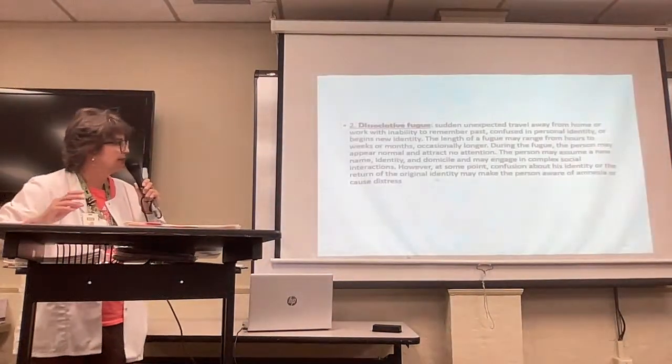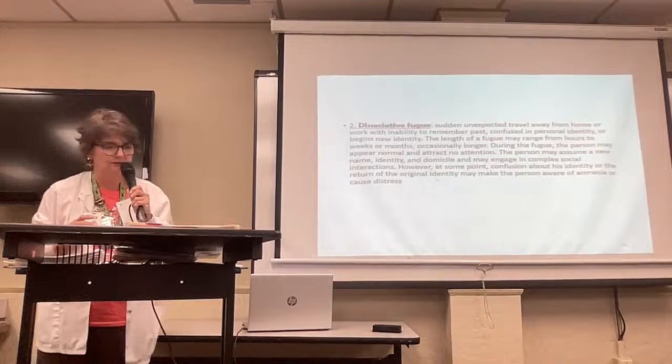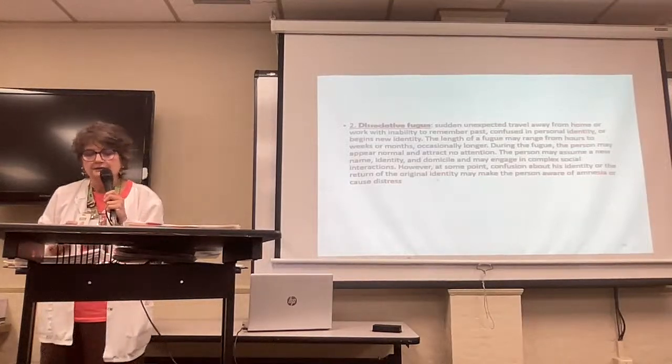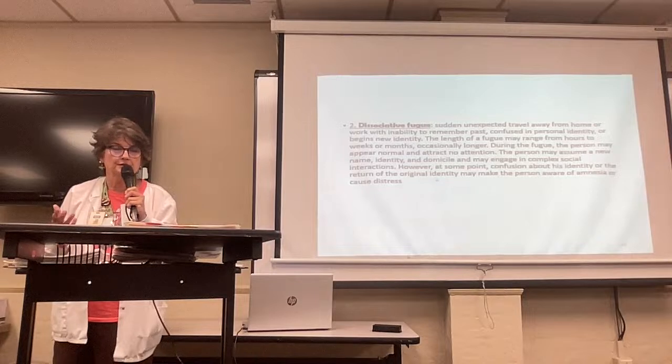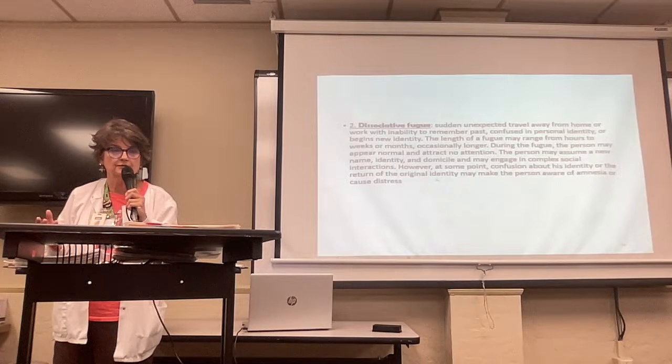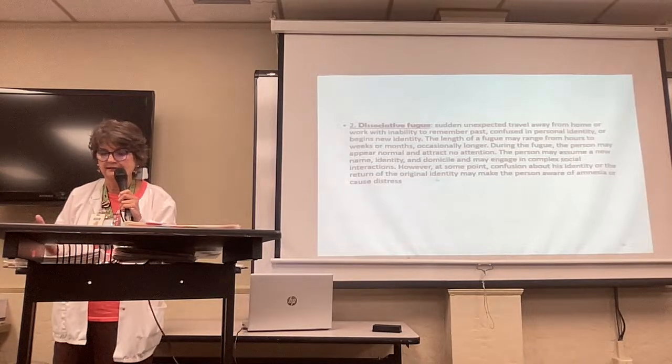The next one is dissociative fugue. Now this is an interesting one. This is where the person, let's say the person's name is Joan Smith. That's who she was born. She was born Joan Smith. And one day she wakes up, or one day she just finds herself living in Hawaii, and she's now Mary Adams. She's become another identity.